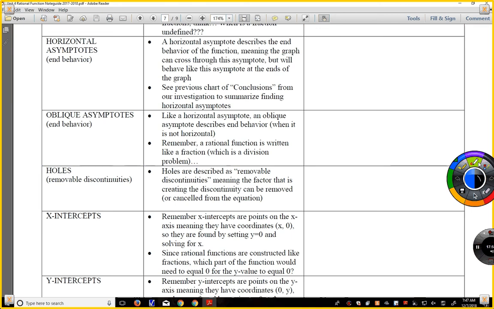So holes and vertical asymptotes split your graph apart. Therefore, they are called discontinuities. One of them is called removable and one of them is called non-removable. And the way that you'll be able to see that is in how the equation works. So let's say that somebody gave me an equation, and I'm trying to think of one in my head right now.